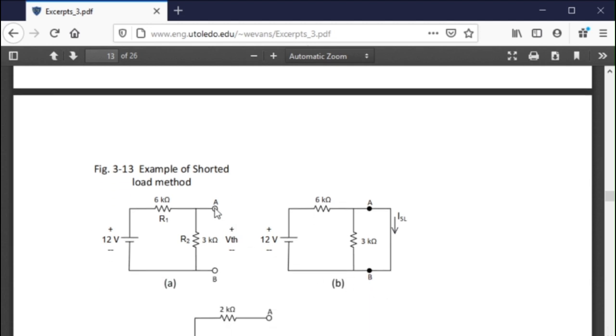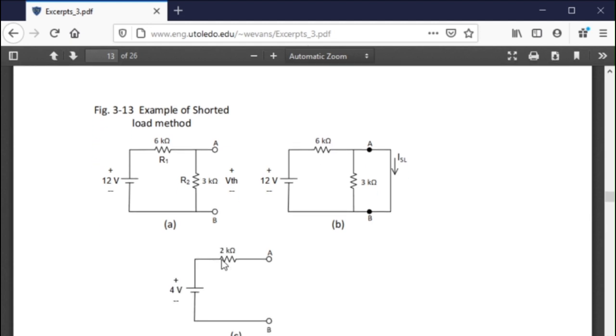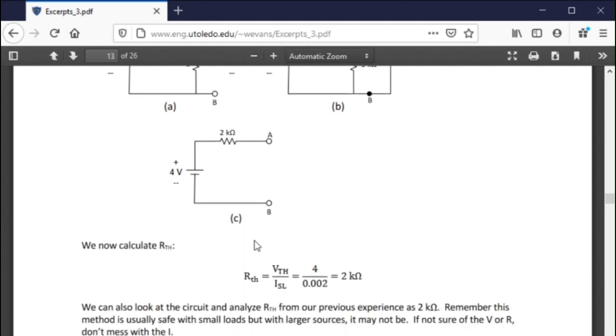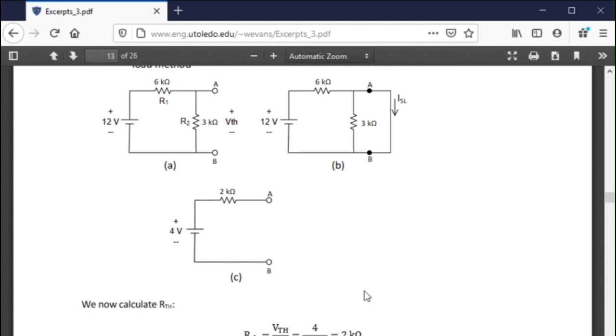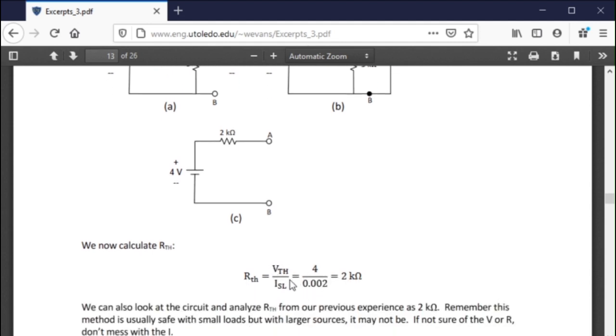So here is a circuit, and I wanted to find I shorted load. Well, basically, if I short this out, what have I done? I've killed my 3K resistor, right? It's no longer there. So I basically, at this point in time, find I shorted load by doing what? Okay. If I find V Thevenin, I can do that. I shorted load by shorting that out, and then that gives me what? That gives me my R Thevenin, doesn't it? So you can calculate R Thevenin based on V Thevenin divided by I shorted load. Right there.